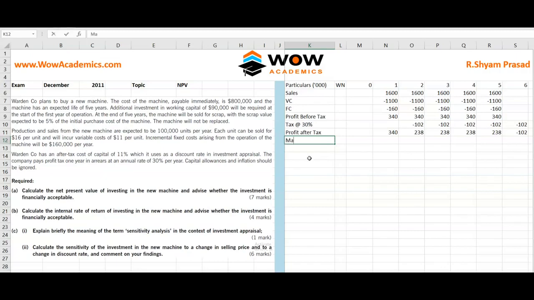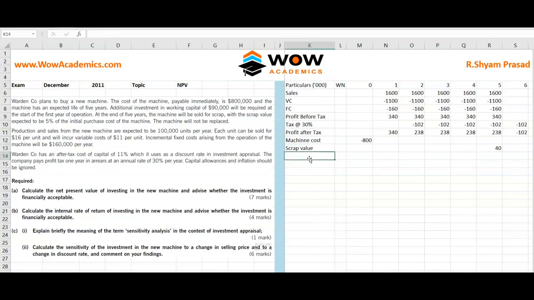So we'll take it as machine cost. Machine is bought in which year? Machine is bought in the 0th year. So that is a negative 800. And there's also a scrap. Whenever you do machine, you also take the scrap into account. So the scrap value is going to be 5% of 800, so 800 into 5%. That is an inflow, as we sell the scrap, it's an inflow. So we'll take it here. So that comes to 40. So whenever you do the machine cost, always do the scrap with it.